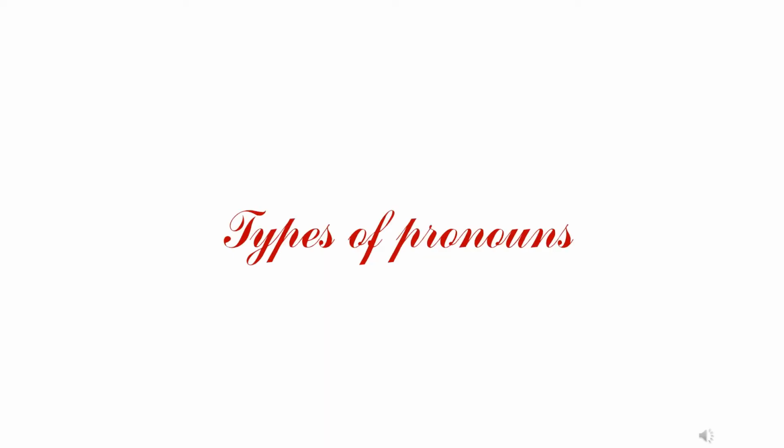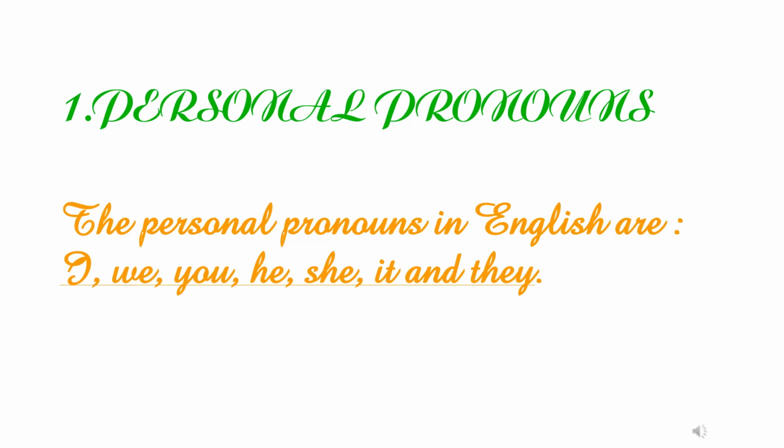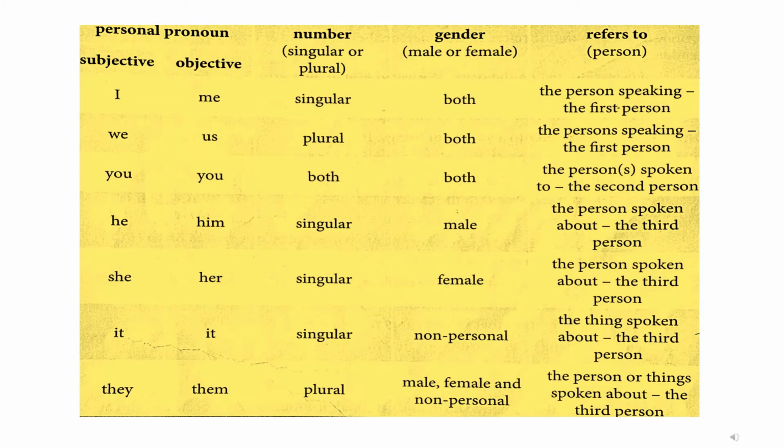Types of pronouns. There are several types of pronouns. Let us study some of them. First one, personal pronouns. We use personal pronouns in place of the person or people that we are talking about. The personal pronouns in English are I, we, you, he, she, it, and they. This table shows the uses of the personal pronouns.